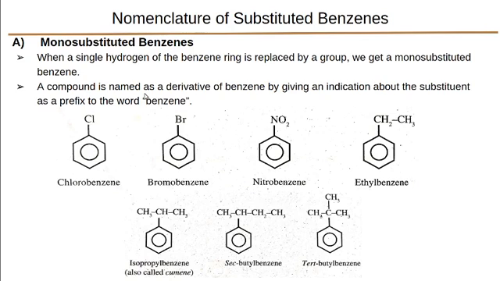A compound is named as a derivative of benzene by giving an indication about the substituent as a prefix to the word benzene.